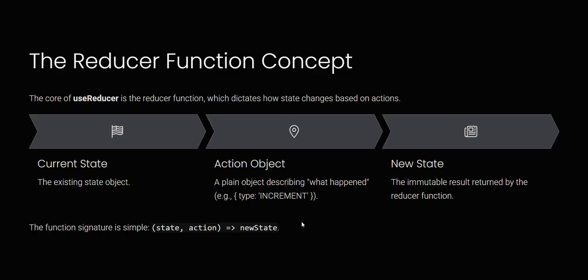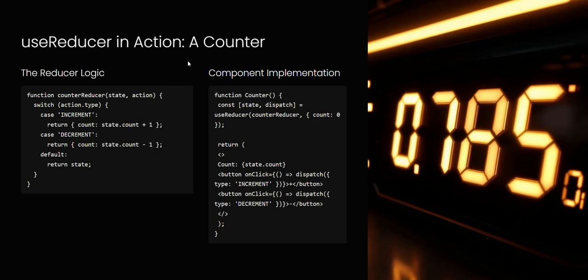So let's move on to useReducer in action. A counter. Here we can see two pieces of code. One is the reducer logic. The other is the component implementation. Let's see the useReducer pattern in action with a simple counter. This example perfectly illustrates the separation of concerns. On the left, we have the dedicated counter reducer function.